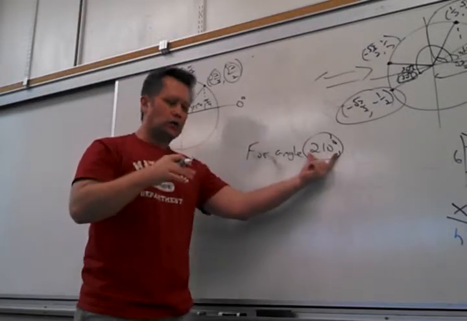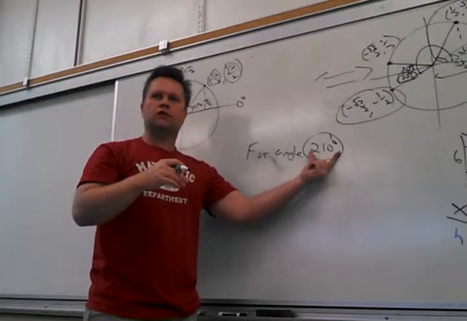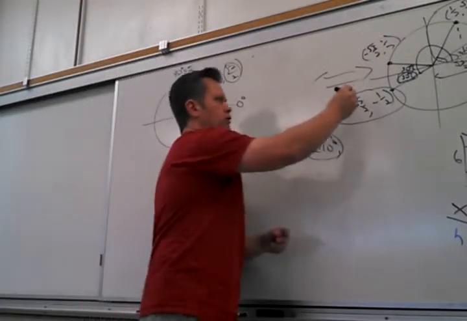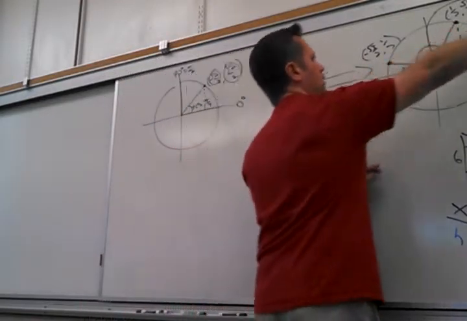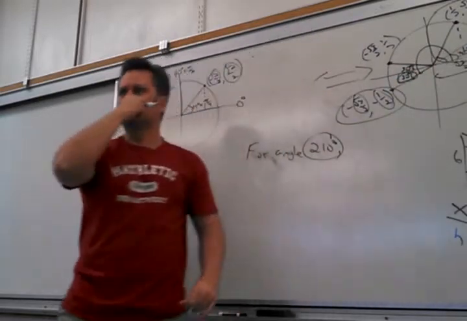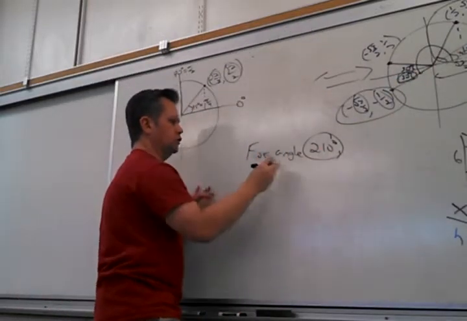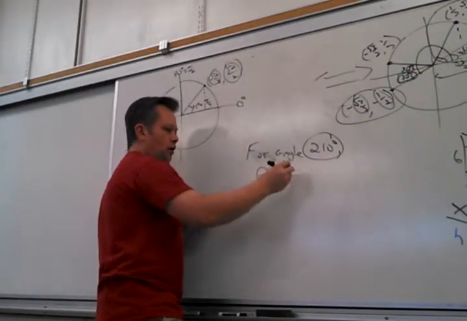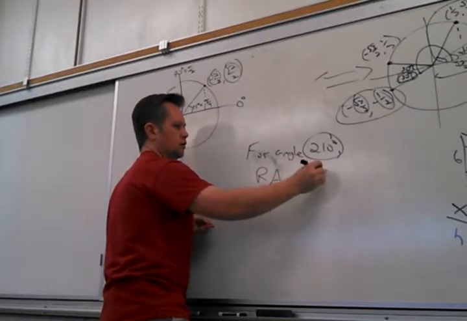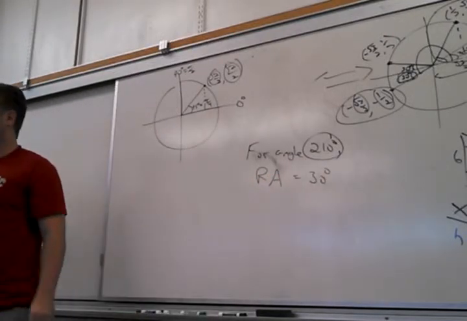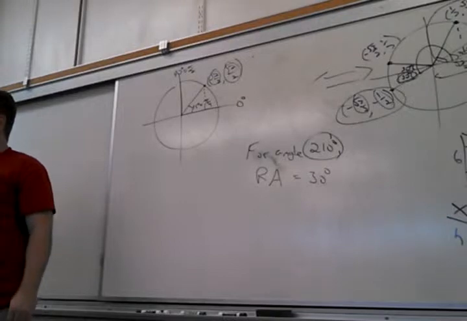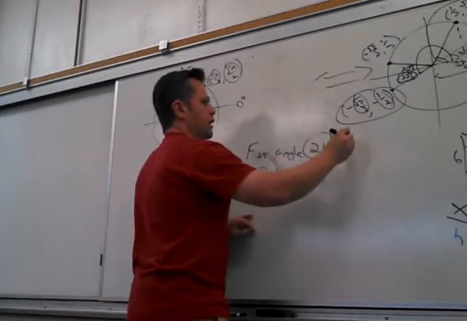This is the idea of finding a reference angle. 210 is the actual angle. The reference angle for this would be 30 degrees. And that's why we based it off of the values at 30 degrees. So for angle 210, the reference angle would be 30 degrees. Good. That would be 7 pi over 6.